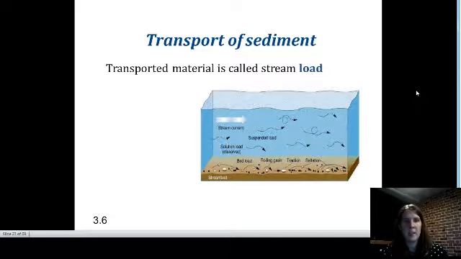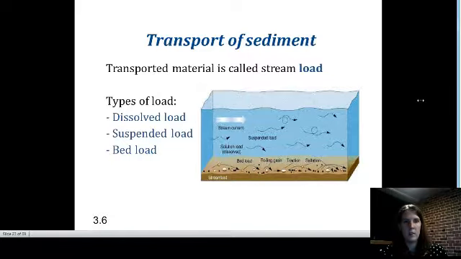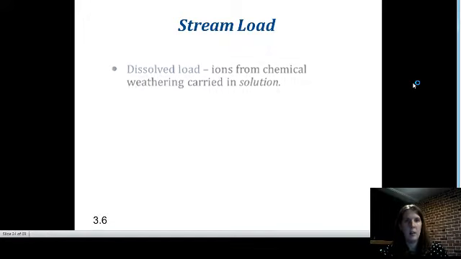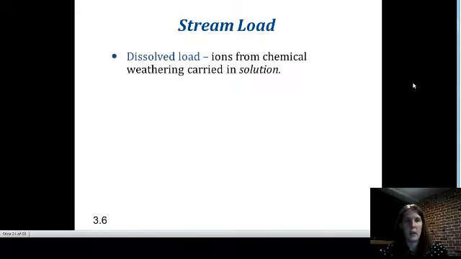So when we talk about transporting sediment, the material that's being transported is called the stream load. You have your suspended load and your solution load and your bed load. Solution load is also dissolved load. So a dissolved load is when you actually get the ions from chemical weathering carried in solution. So if we have a limestone and the calcite is weathered out, those calcium carbonate particles are now dissolved in the water and carried in solution.